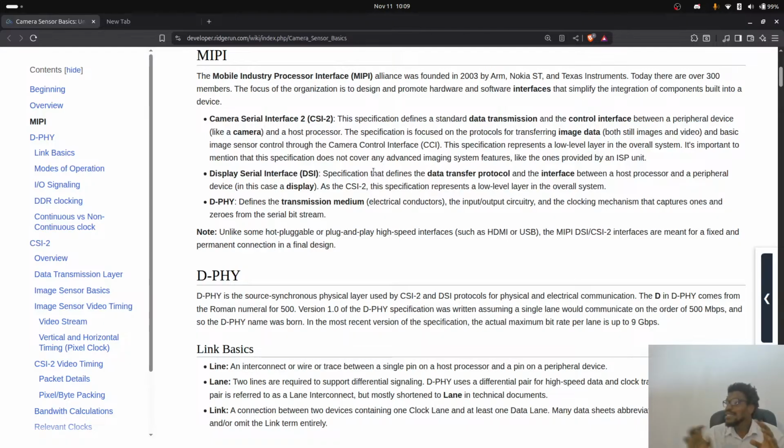And the standard that governs all of this is called MIPI, which is the Mobile Industry Processor Interface. It was founded in 2003, and to date it has something like over 300 members. The focus of the organization is to design and promote hardware and software interfaces that simplify the integration of components built into a device.